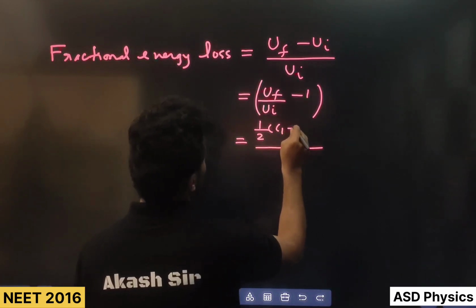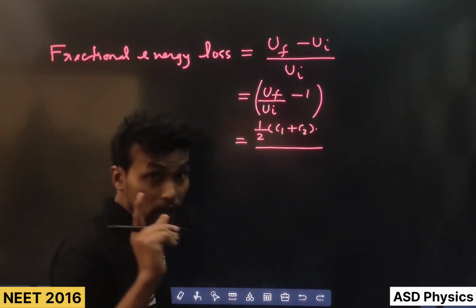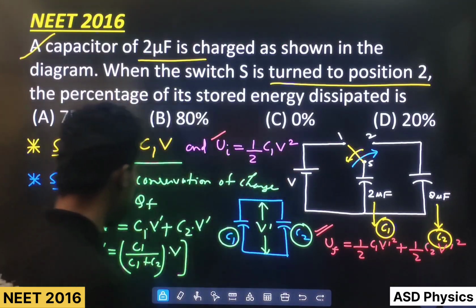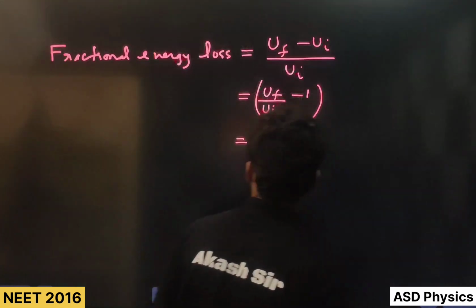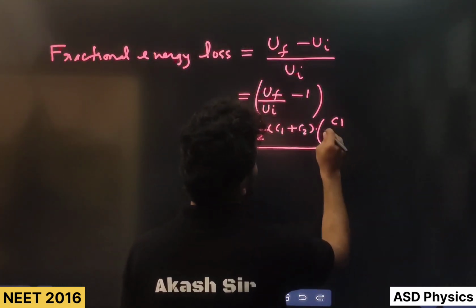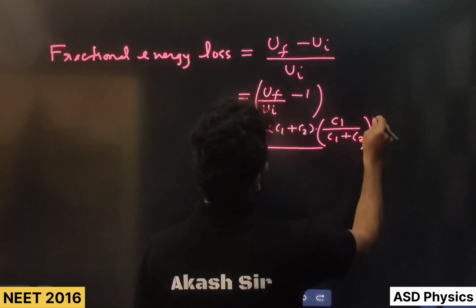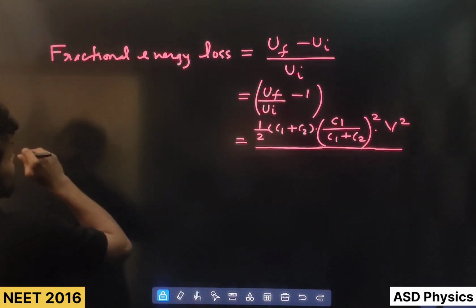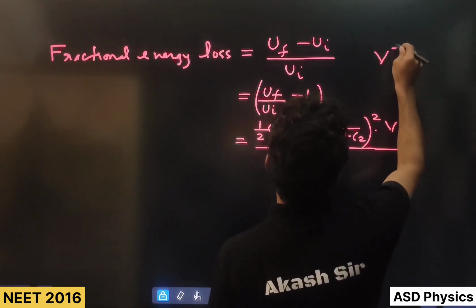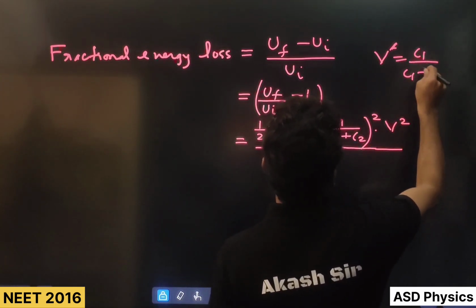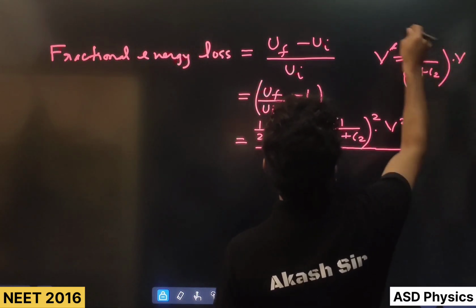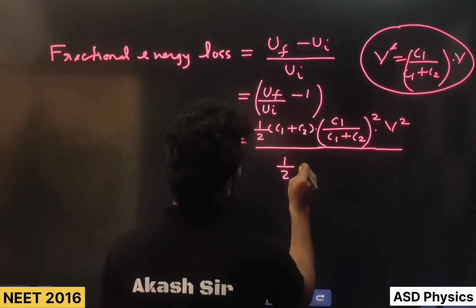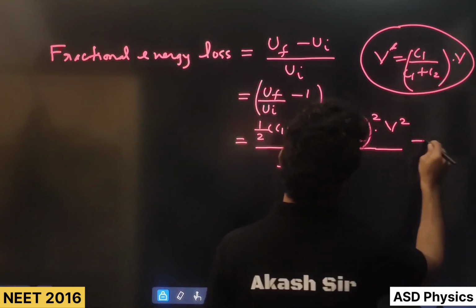Now students, next, let's put the value of Uf: half into C1 plus C2 into V dash square. The V dash value is C1 by C1 plus C2 into V, so this becomes C1 by C1 plus C2 whole square into V square. I have just put the value of V dash, and the initial value is half C1 V square, and here minus 1.